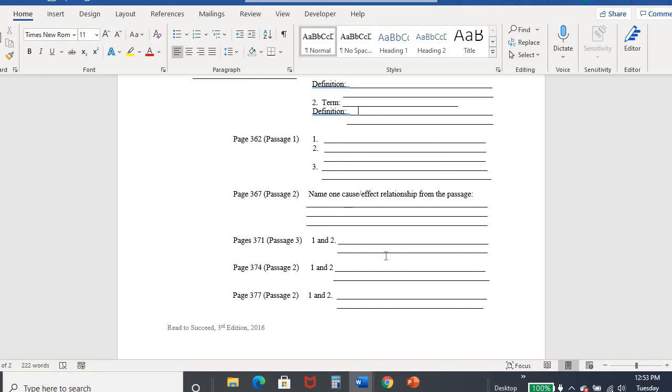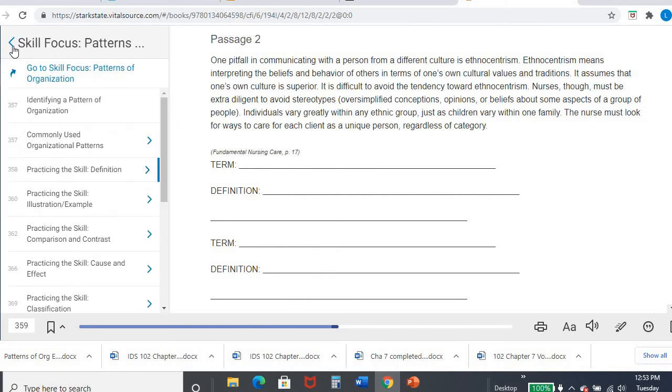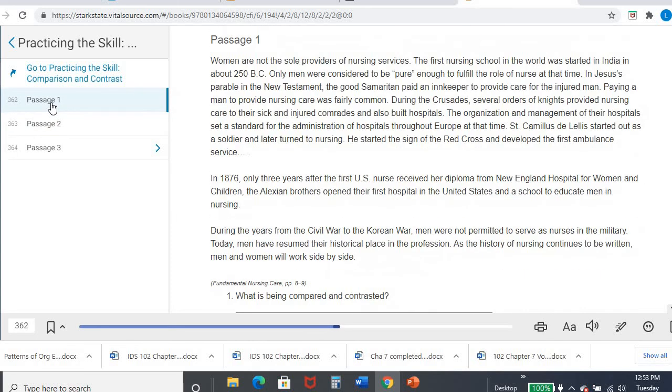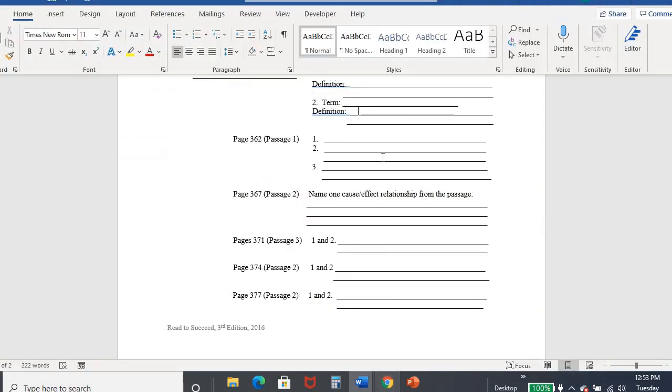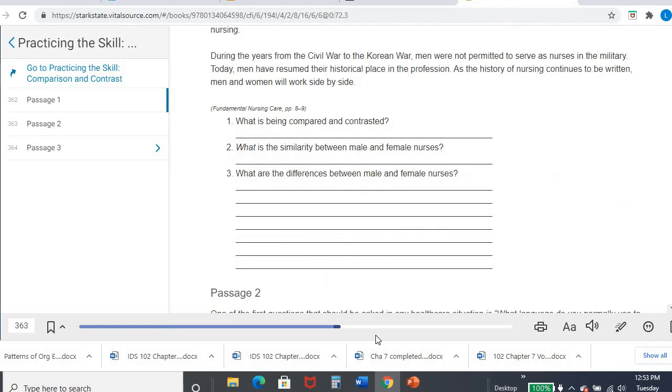So again, look at this one, page 362, passage 1. So we'll go back a little bit. 362, passage 1. There's that one, and it tells you right on the paper, you're answering questions 1, 2, and 3. Okay, so make sure you answer all 3 questions. Like you read, it's 3 paragraphs really, and you answer questions 1, 2, 3.